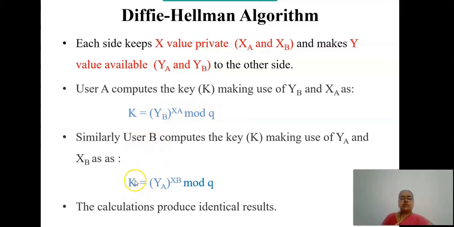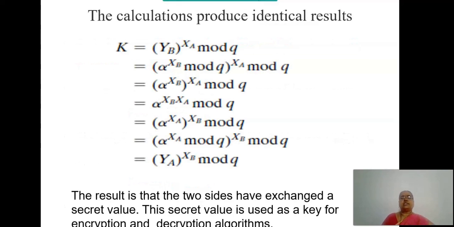Similarly, user B also calculates the same key value, k is equal to ya raised to the power xb mod q. Okay, and both will arrive at the same value of k, which will be used as a secret key for encryption and decryption. So this is how they both arrive at the same value. k is equal to yb power xa mod q, and by doing some procedure, we will arrive at the value that is equal to ya power xb mod q. So this is the value calculated by B, and this is the value calculated by A. So both are the same. And this key k can be used as a secret key for both encryption and decryption.